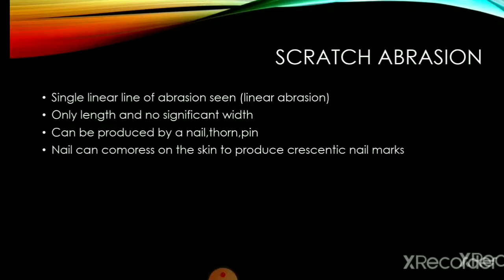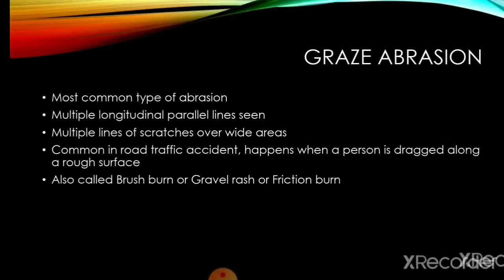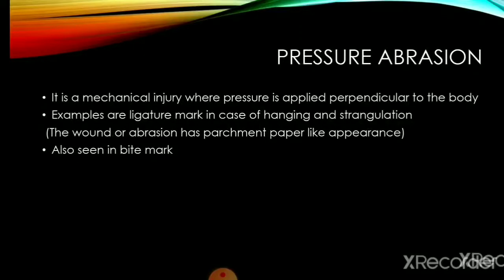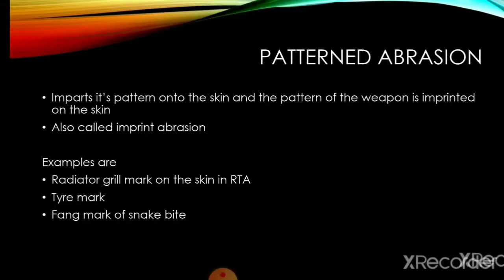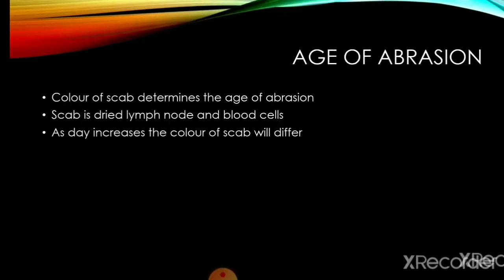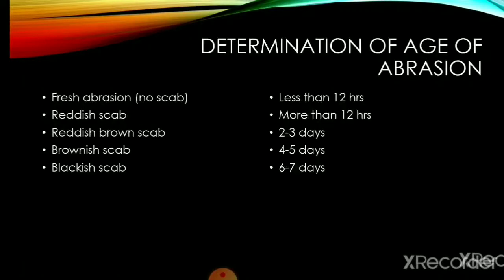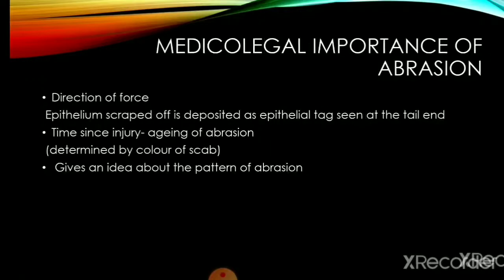A single linear line of abrasion is seen, and crescentic nail marks. Graze abrasion is the most common type of abrasion, with multiple longitudinal parallel lines, and is commonly seen in road traffic accident. Pressure abrasion is seen in ligature mark, in hanging and strangulation. Pattern abrasion, also known as imprint abrasion, includes the radiator grill mark in road traffic accident and the fang mark of snake bite. The age of abrasion is estimated from the color of the scab. Fresh abrasion is less than 12 hours, and black scab is 6 to 7 days.